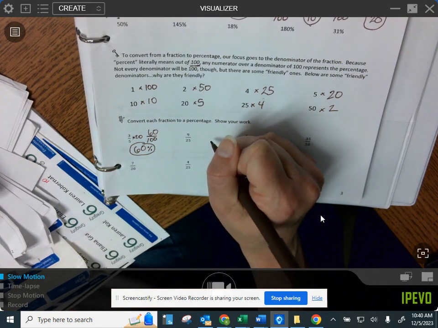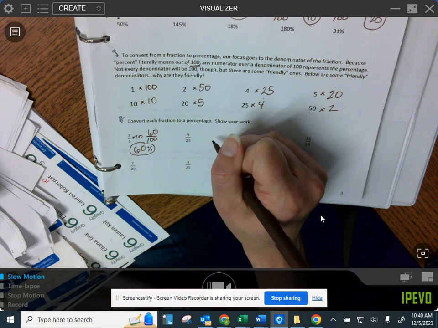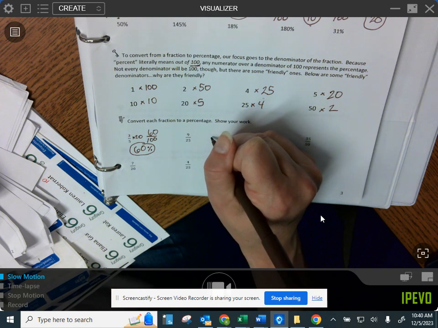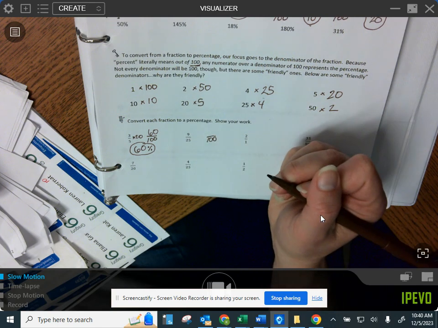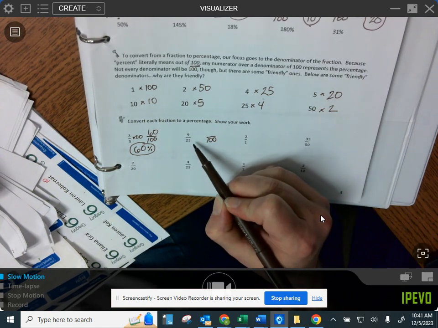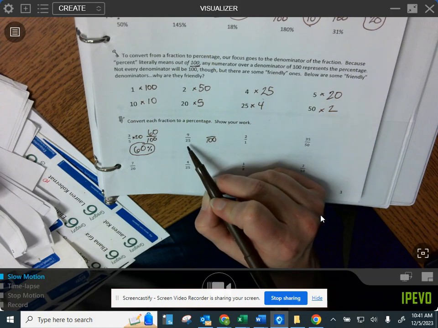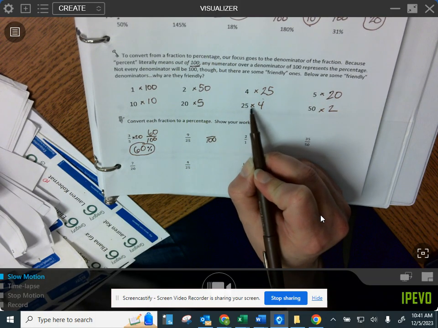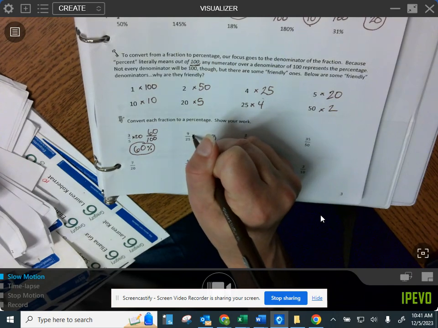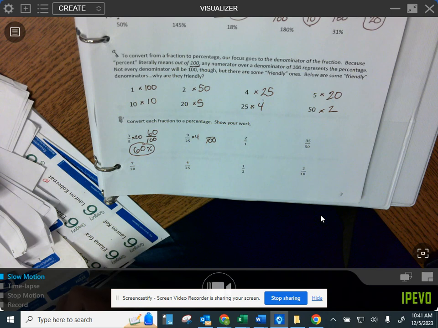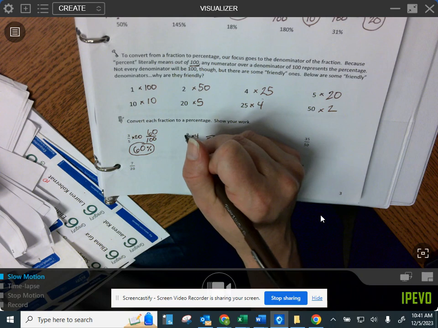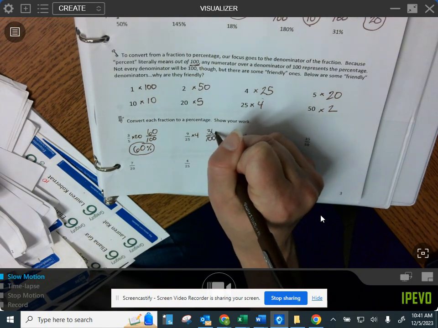9/25. What is my first step? Jimena? First, you have to find out what 25 times what equals 100. Yeah, we want to make that denominator out of 100. So I can look up at my friendly denominators and say I have a denominator of 25. I know it's 25 times 4. So I'm going to multiply by 4. So what is my numerator going to be, Ava? 36, because 9 times that 4 is 36.